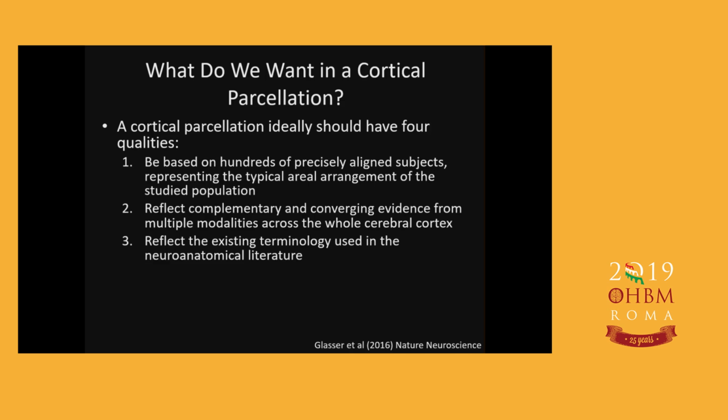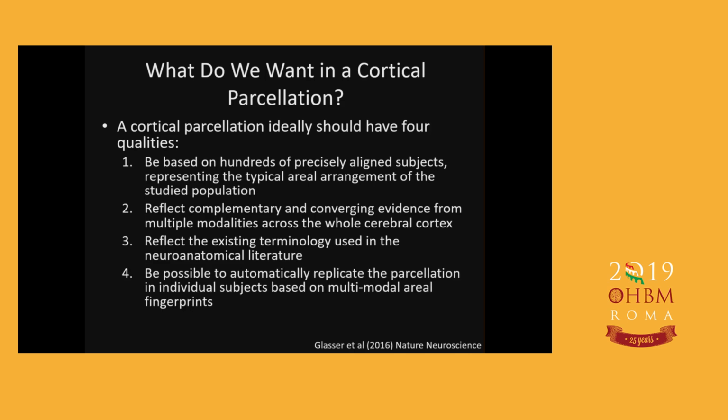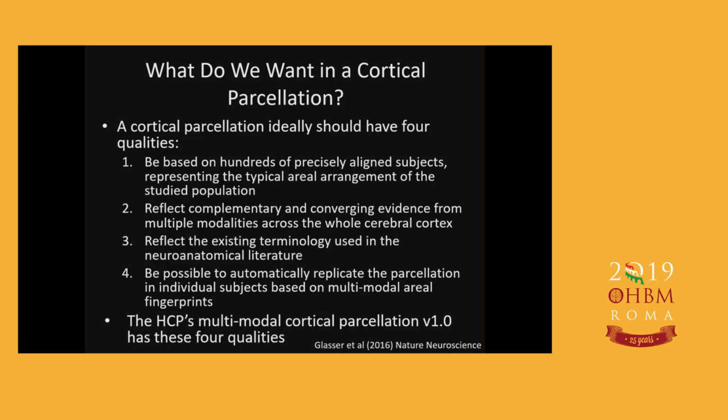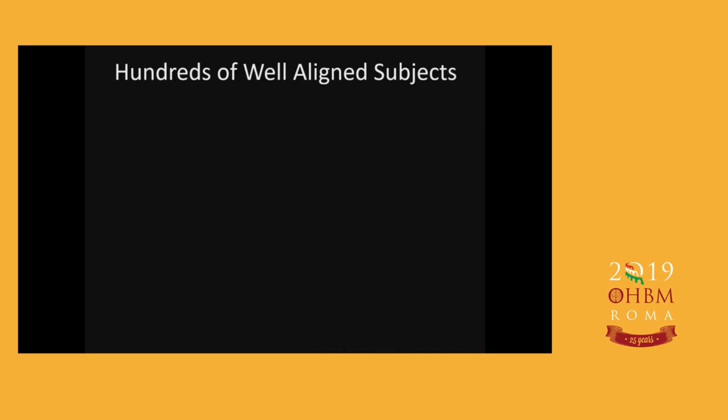If an area has already been discovered, try and use the name that was used before, not come up with a new one. And then we want to be able to take that parcellation and apply it across subjects based on multimodal fingerprints in an automated way. And so this parcellation I'll tell you about has these 4 qualities.